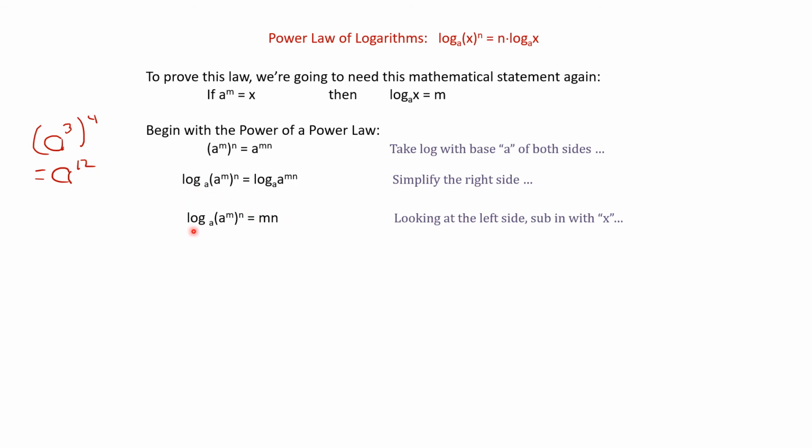Now let's look at the left side. Remember up here what x was? A to the power of m was x. So let's just do that right here. A to the power of m. Put an x in there. I did that in red. So the left side looks good. We've got our left side of the power law right here. This matches.